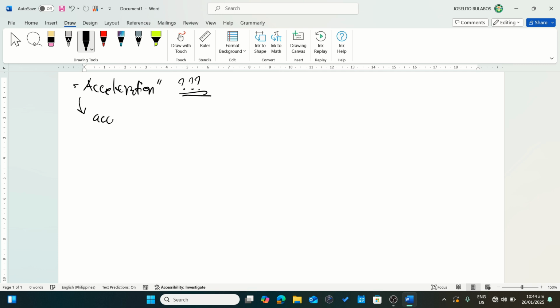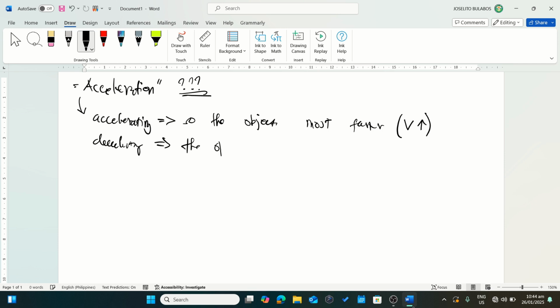Let's say accelerating. What do we mean by that? It means the object picks up velocity. The object moves faster. Again, the velocity increases. When we say decelerating, the object slows down or moves slower, so the velocity goes down.